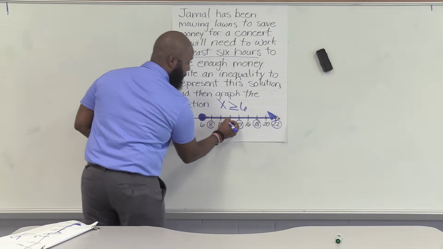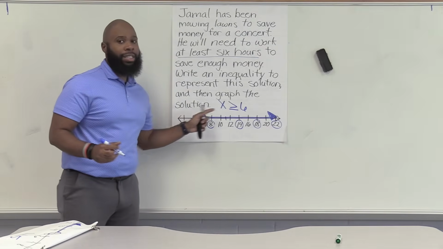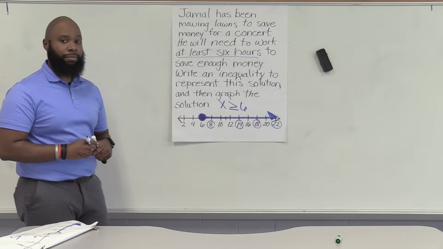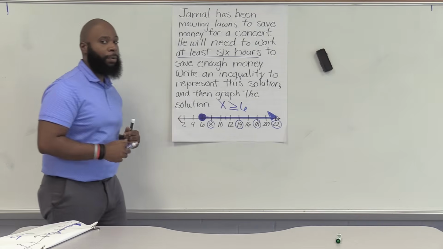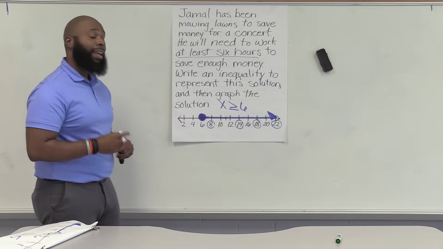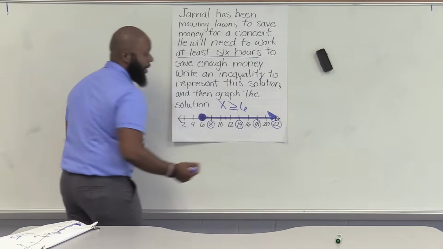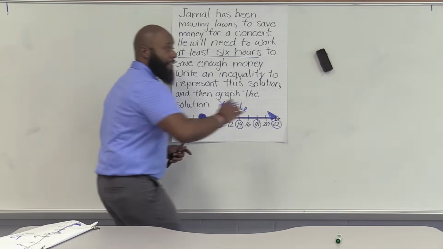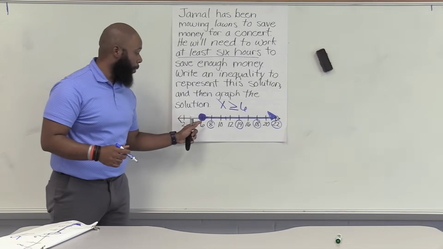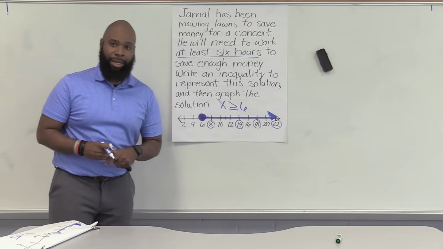Yes. The reason why 11 is still reasonable is because it still falls under this solution set. How many numbers are in my solution set? Think back to that previous problem that we talked about. It is infinite solutions because it keeps going and going. If he decides to work 50 hours, it's still going to be a part of this solution because he is working at least 6 hours or more to save that amount of money.